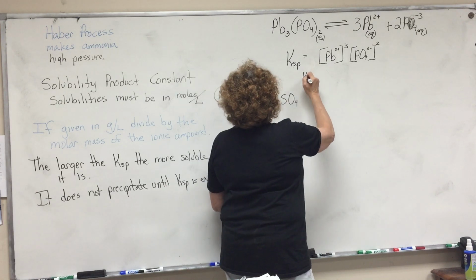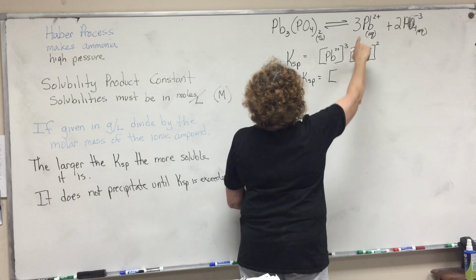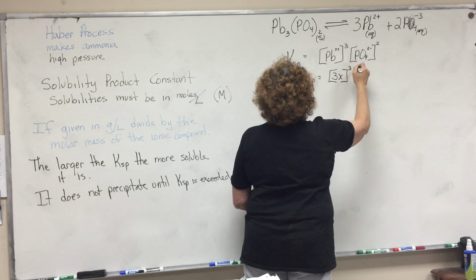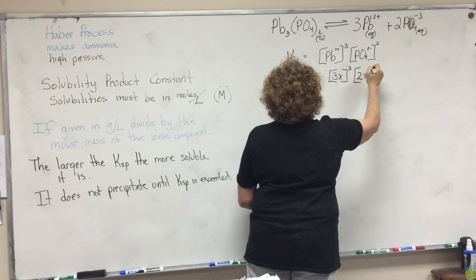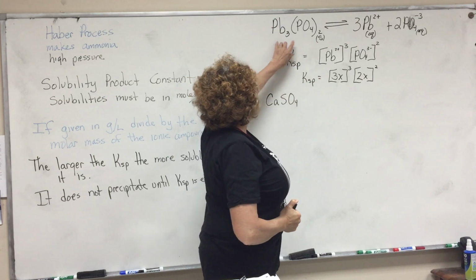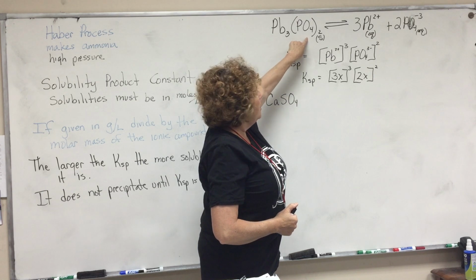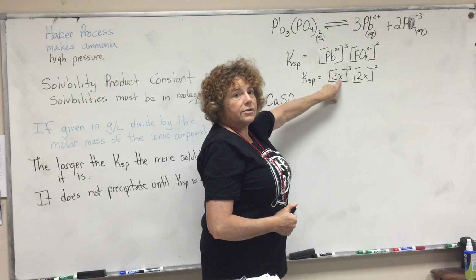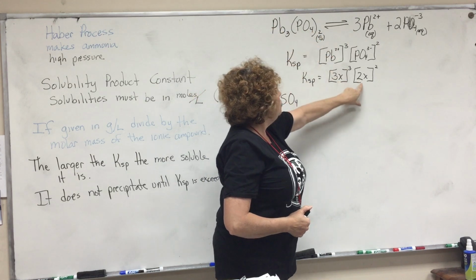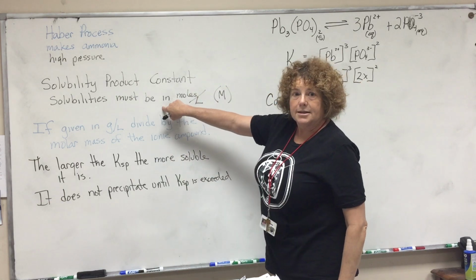Now, if you're plugging in your solubilities to find it, there's 3 Pb's, so this is where you would use your 3x cubed, and there's 2 phosphates, so you do 2x squared. That's where you plug in the solubility, because when you have 1 mole of lead phosphate, you have 3 moles of just lead ions. When you have 1 mole of lead phosphate, you have 2 moles of phosphate. So your X represents your solubility. Okay?